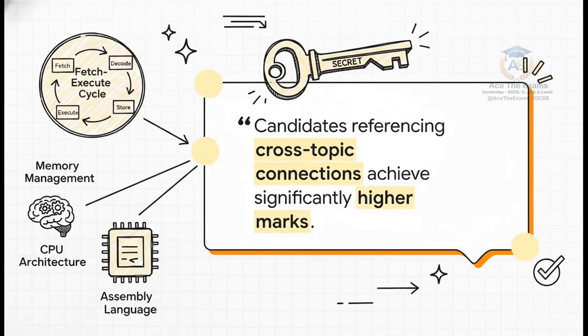Now, listen closely, because here is a massive secret to unlocking top grades straight from the Cambridge Principal Examiner reports. The examiners explicitly state that candidates referencing cross-topic connections achieve significantly higher marks. You cannot treat the fetch-execute cycle in a vacuum. It doesn't exist in isolation. When you demonstrate how the cycle connects to memory management, to general CPU architecture, or to specific assembly language programming execution, you instantly signal to the examiner that you have a comprehensive mastery of the subject.